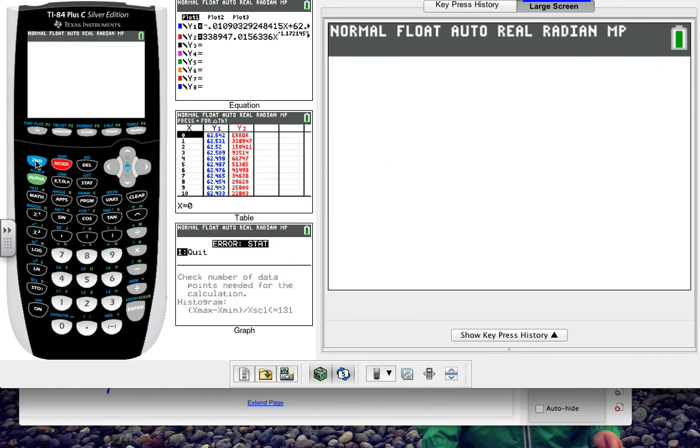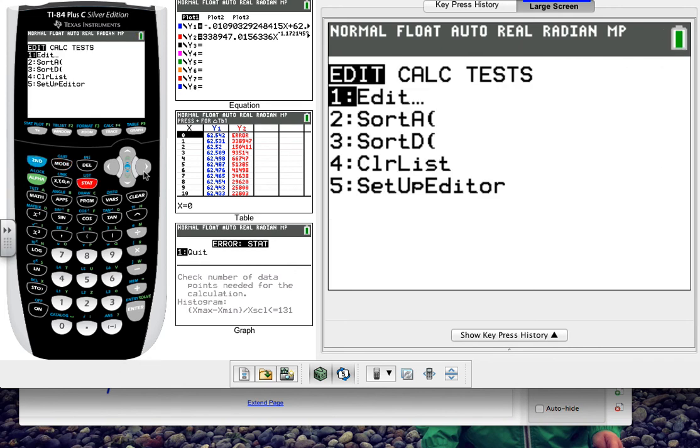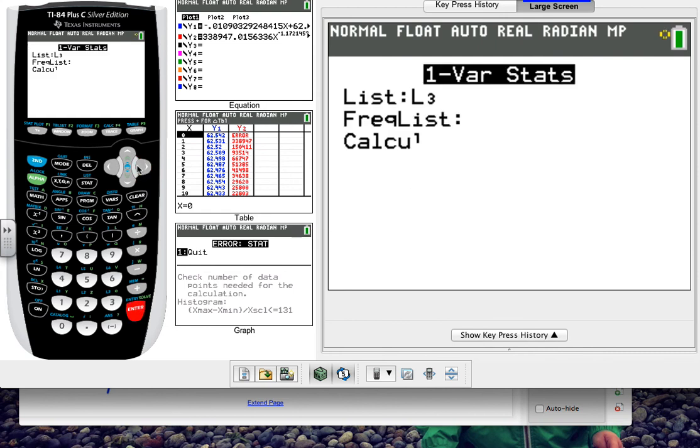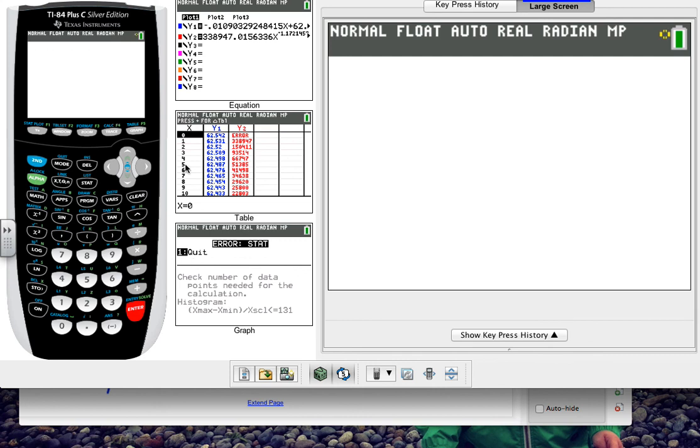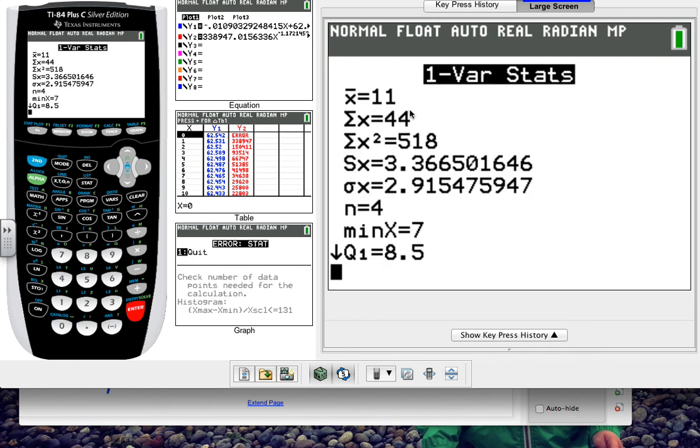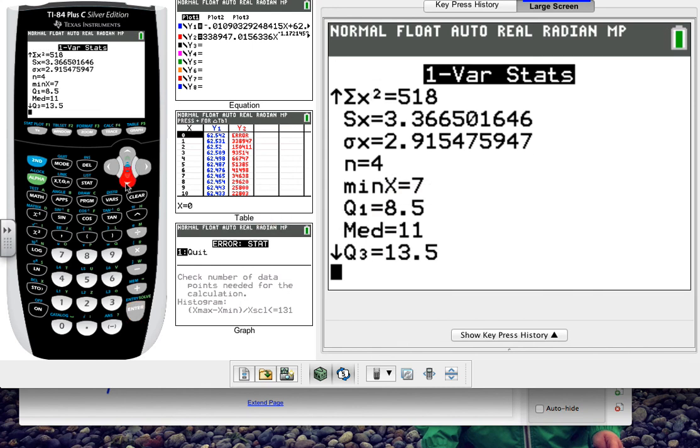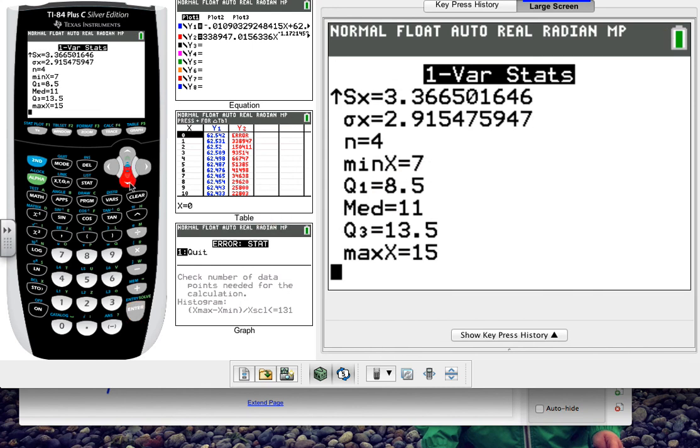Sorry about that. Okay, so, oh, there's my standard deviation, S of x, 3.3665, which is what we got. I see the sample size of 4 right there. I also see if I scroll down my 5-number summaries there if I wanted to see it. So I'm feeling pretty good about the answer that I put down.